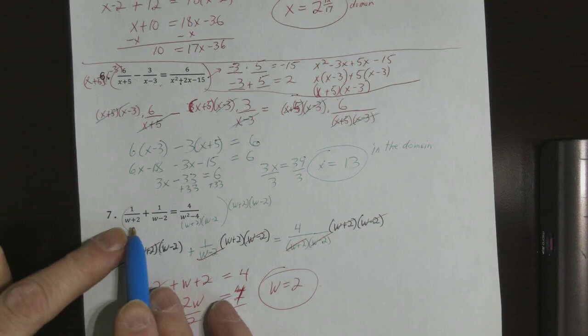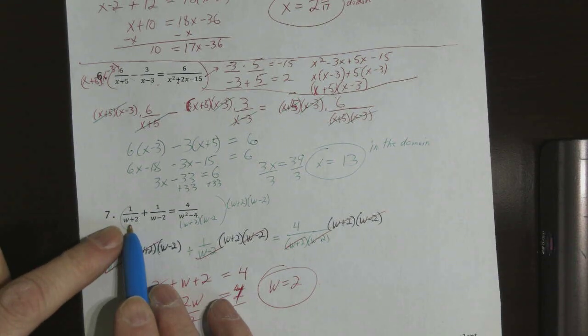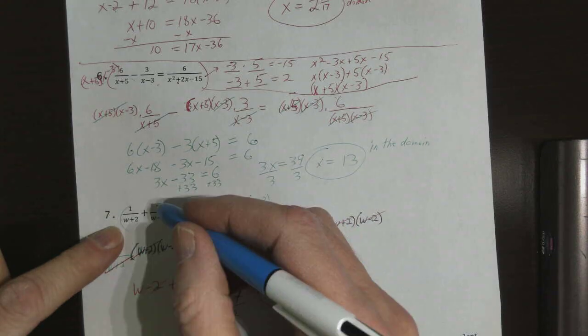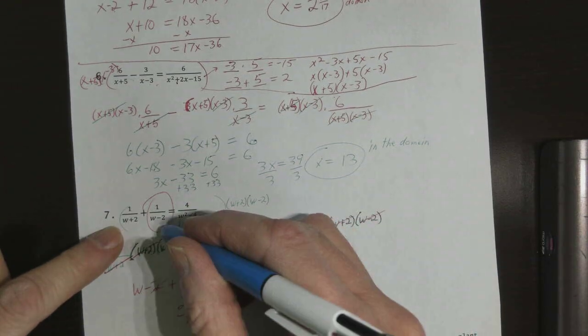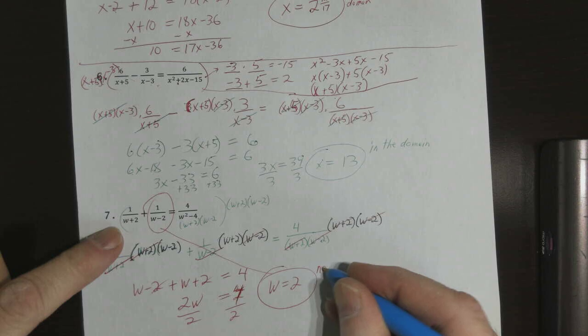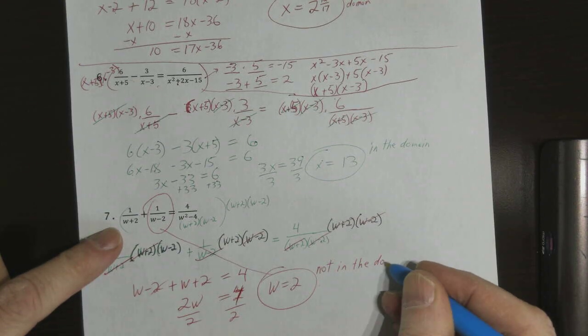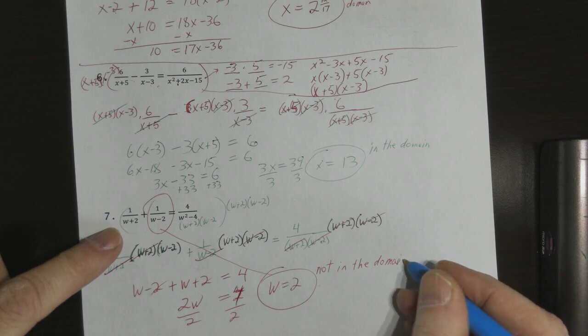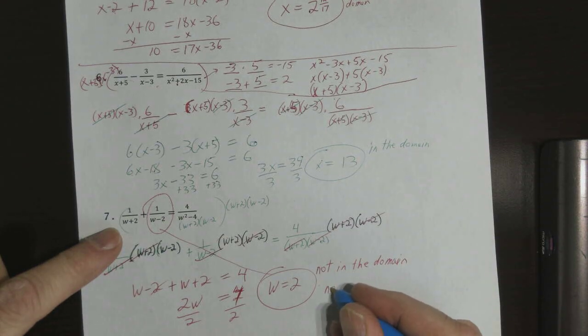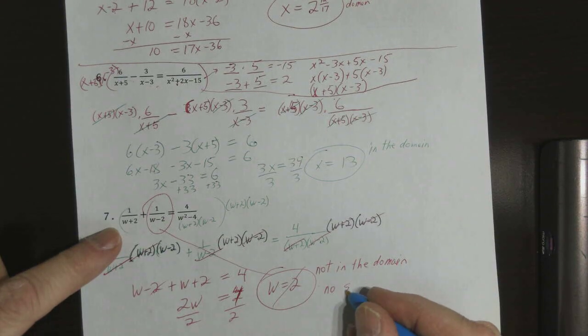Now, okay, 2 plus 2 is 4. 2 minus 2 is 0. We got a problem here. Okay, this is not in the domain. It makes the denominator 0. So the only answer we got is not in the domain. So there is no solution.